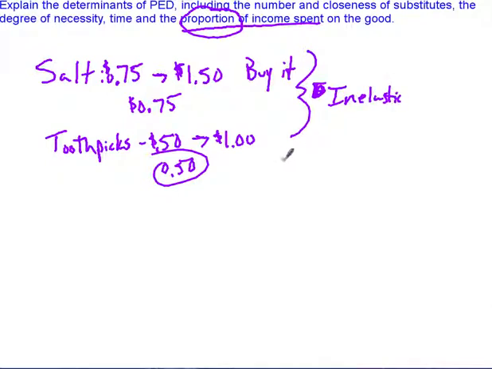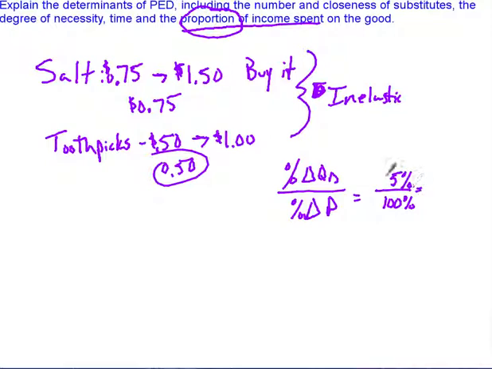Let's remember again the formula here: percent change in the quantity demanded divided by the percent change in the price. If I'm going in to buy toothpicks and there's been a 100% increase in the price of toothpicks, maybe people buy 5% less, something like that, because it's only 50 cents. And so this would be obviously a very small number, which would make it inelastic.